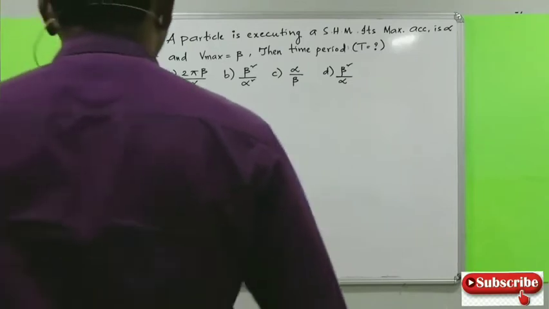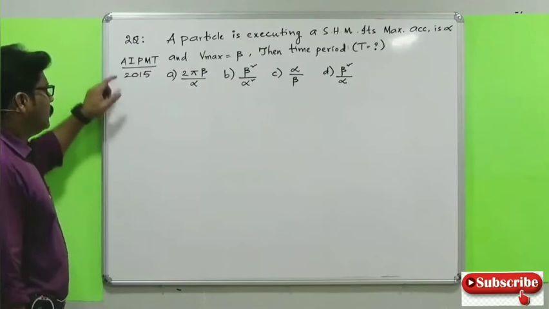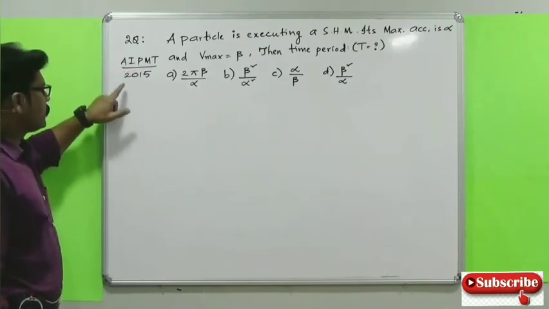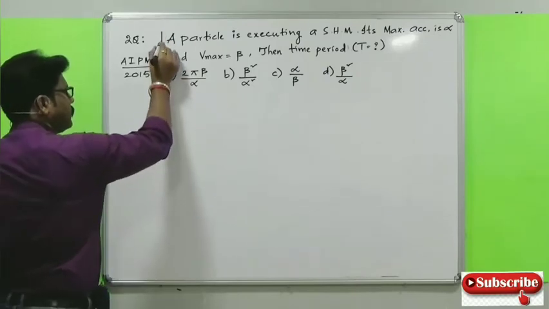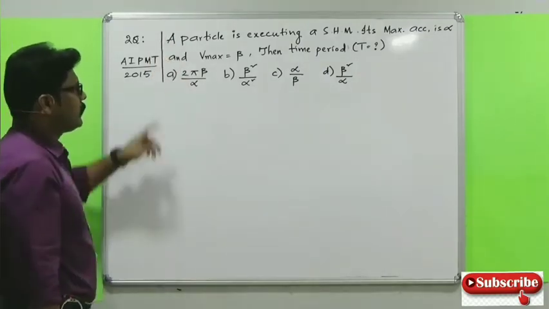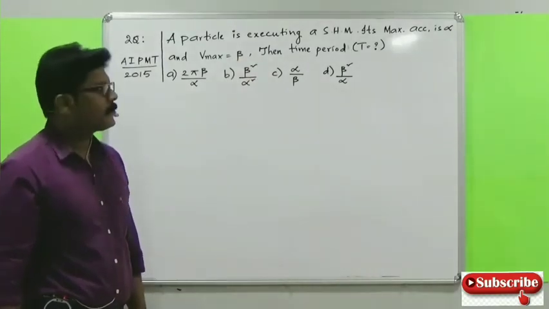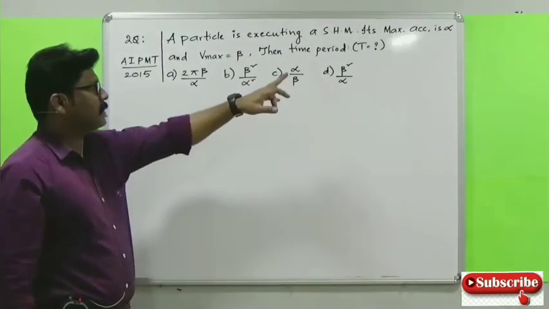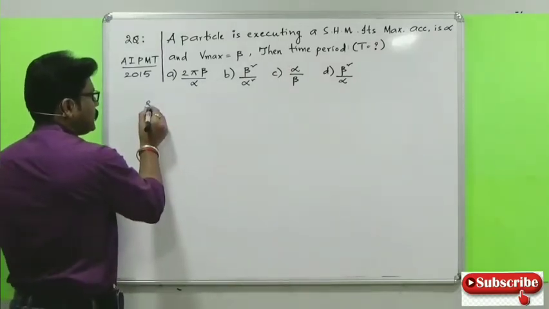Okay, let us see this problem, which is given in All India Pre-Medical Test 2015. So what he's saying is, a particle is executing SHM, simple harmonic motion, that is. Its maximum acceleration is alpha. So let us write the solution for it.